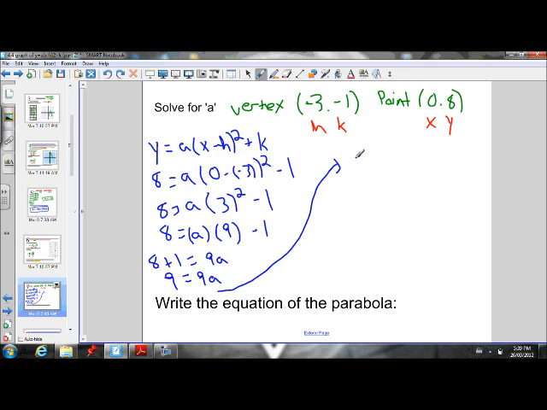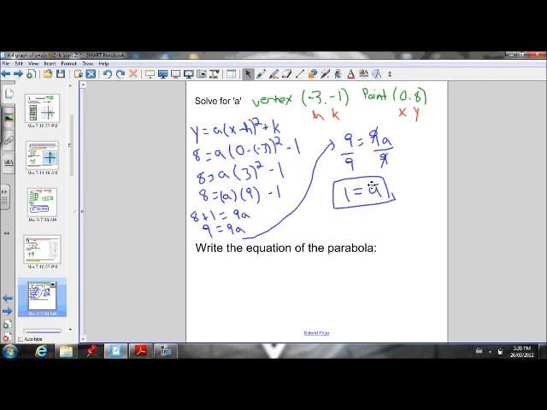If 9 = 9a, divide both sides by 9. Cancel. 9 divided by 9 is 1. So we have a = 1. There's our a value. Now when we write the equation of the parabola, we want to sub in our values for a, h, and k. We don't want to substitute in for x and y, because x and y can stand for any point on the parabola. So if we want the general equation of the parabola, we only sub in for a, h, and k.